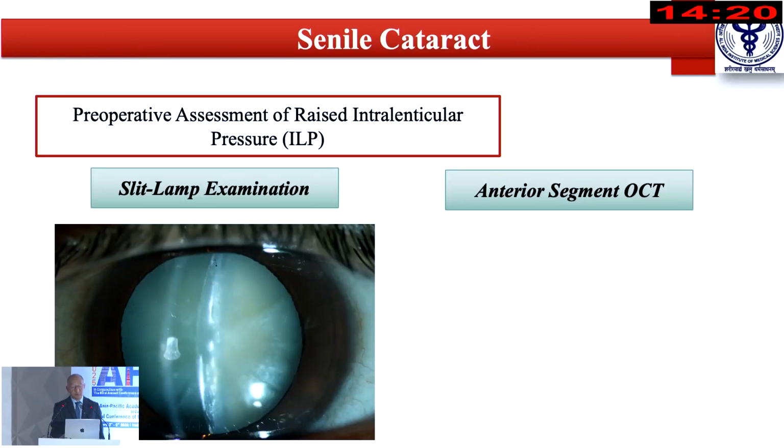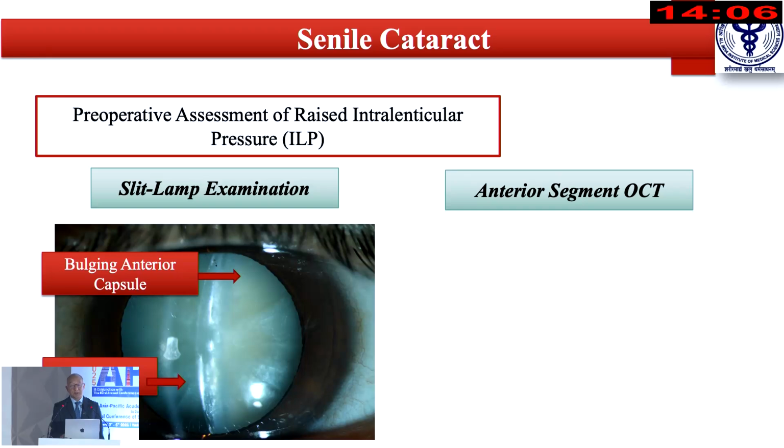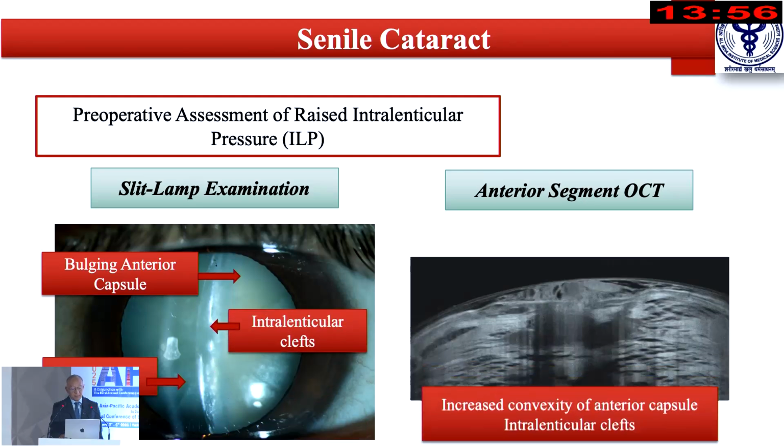We have been telling our students to examine your patient very, very carefully, do a good slit-lamp examination. This is a white cataract. Look for anterior bulge of the capsule, that is the sphericity or convexity of the anterior capsule. Look for the anterior chamber space, especially peripheral areas, because the periphery can be so shallow sometimes, it may be difficult to enter. Look for intralenticular clefts, and these are important guidelines.